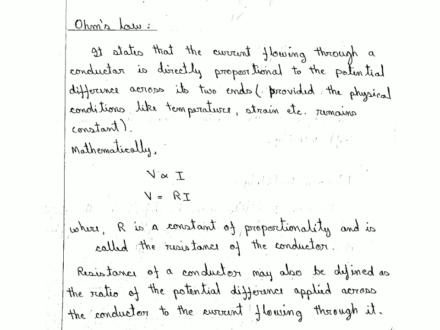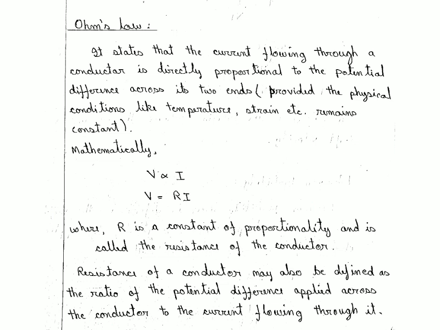Now here, according to this law, if the potential difference across the two ends of the conductor is increased, then the current flowing through the conductor also increases. And mathematically, Ohm's law is given as V = RI. R is a constant of proportionality and is called the resistance of the conductor. I is the current flowing through the conductor. V is the potential difference across the two ends of the conductor.